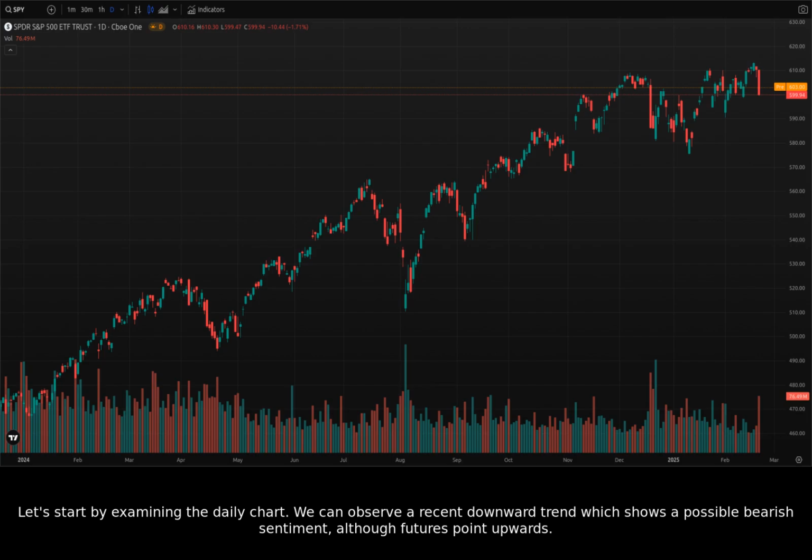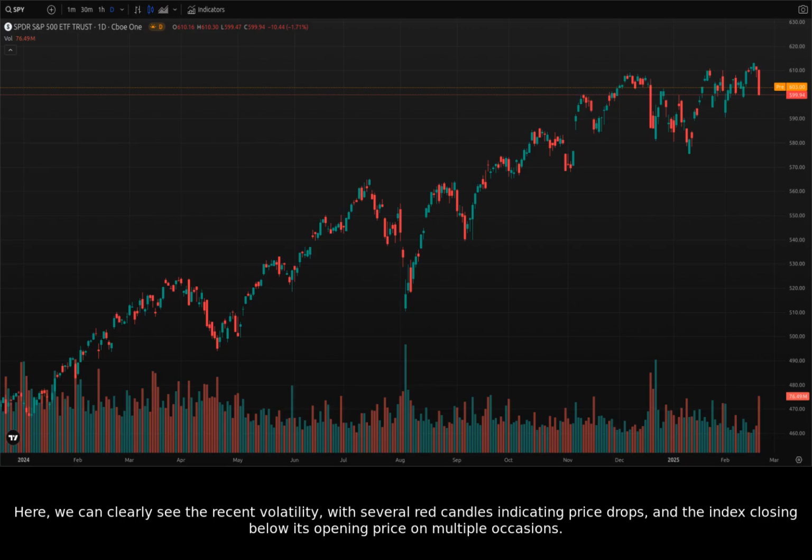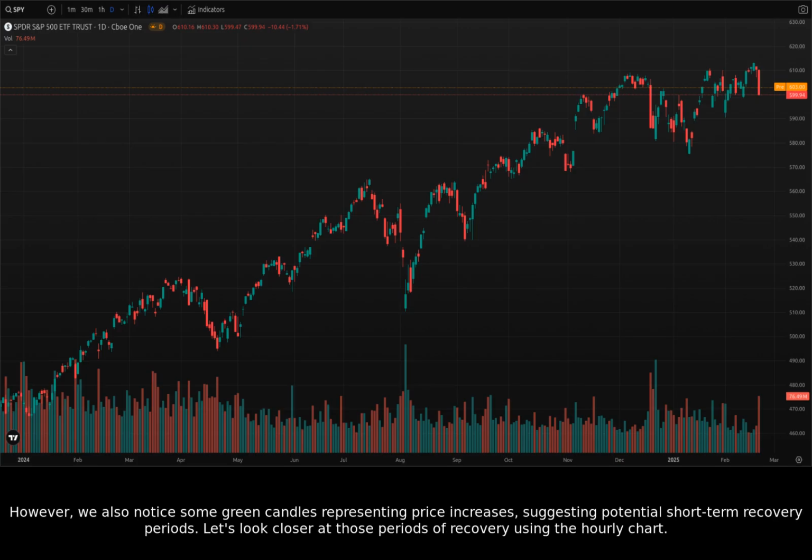We can observe a recent downward trend which shows a possible bearish sentiment, although futures point upwards. Here, we can clearly see the recent volatility, with several red candles indicating price drops, and the index closing below its opening price on multiple occasions. However, we also notice some green candles representing price increases, suggesting potential short-term recovery periods.